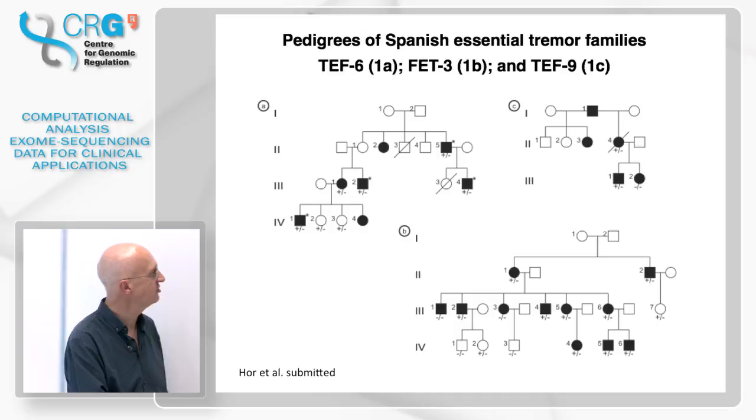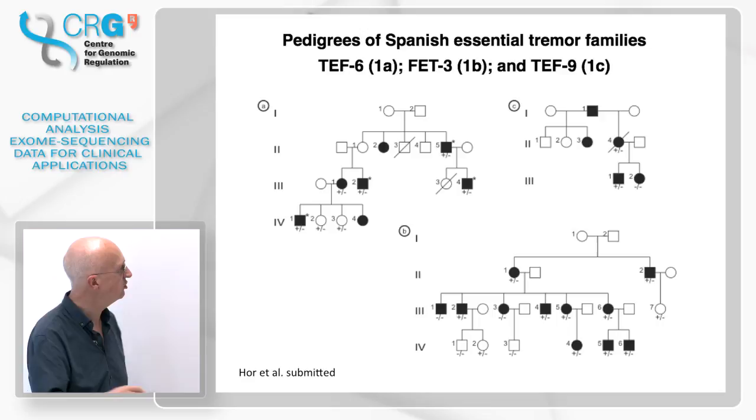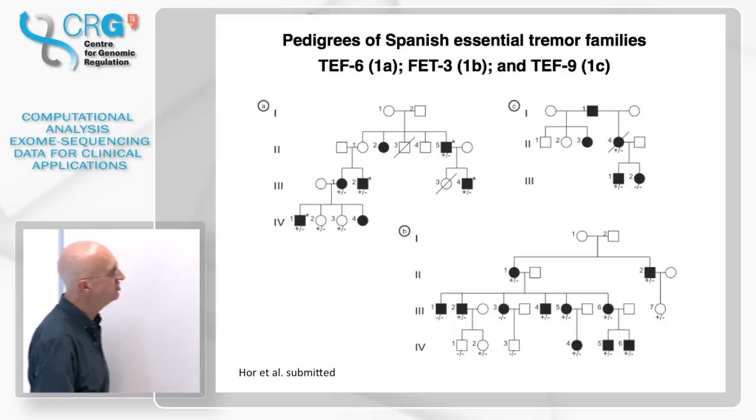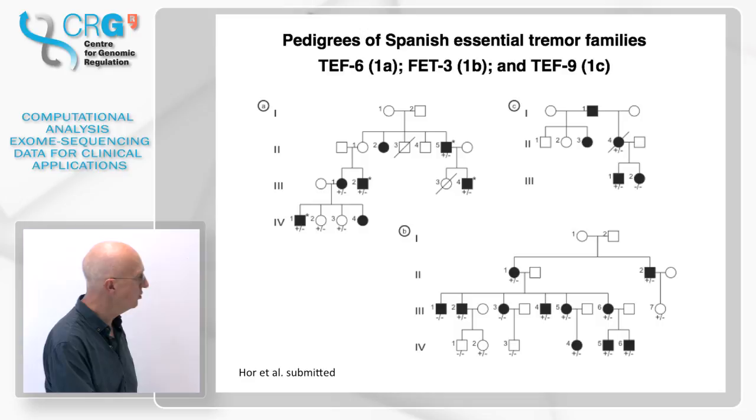In GWAS analysis, there was one study in the Icelandic population, in which they found a variant in the sequence of the LINGO1 gene, which is a leucine-rich repeat gene, and it was found through GWAS that there was association, and this was replicated in a couple or in several other populations.